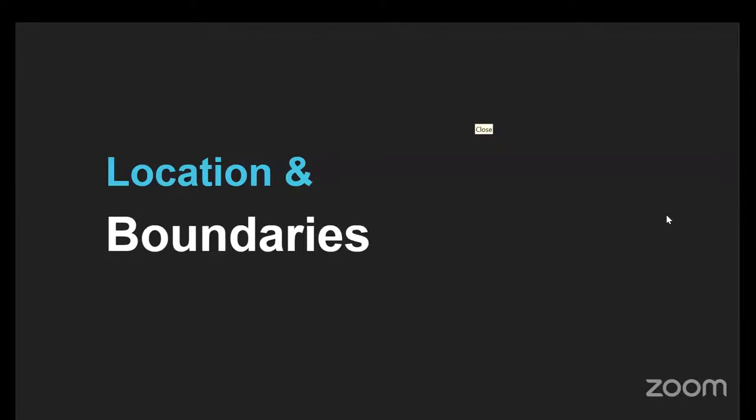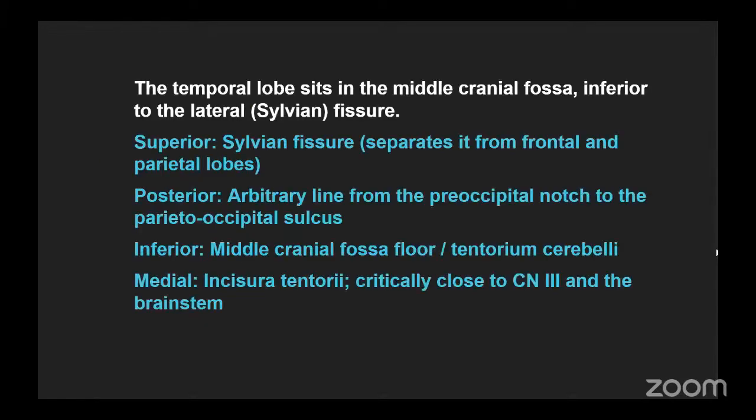So we start with the location and the boundaries. Since we have done the Sylvian fissure, we will finish some part of the temporal lobe anatomy, and then we will proceed to Sylvian fissure splitting, probably next week. We know by this point that the temporal lobe sits in the middle cranial fossa, and it lies inferior to the lateral fissure.